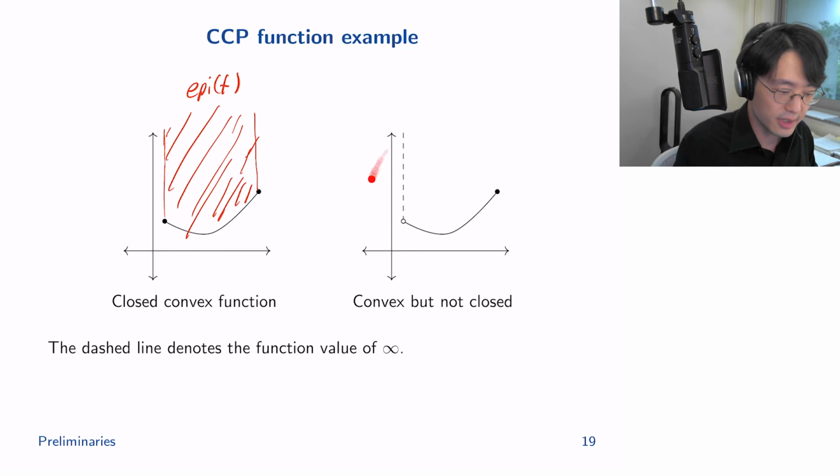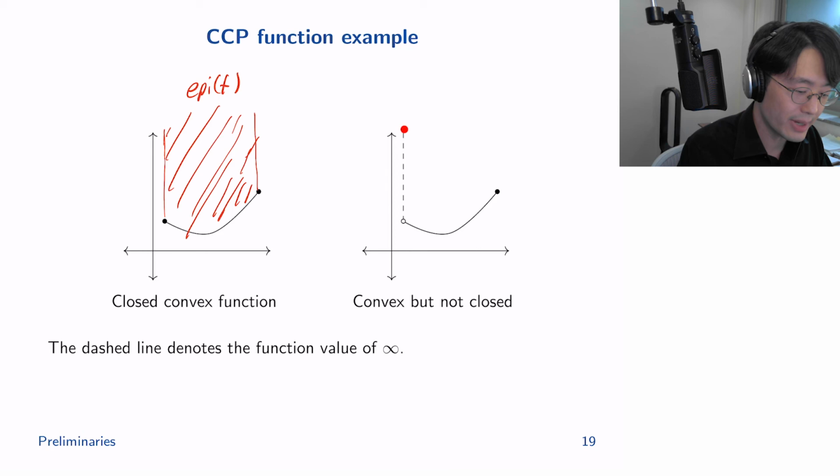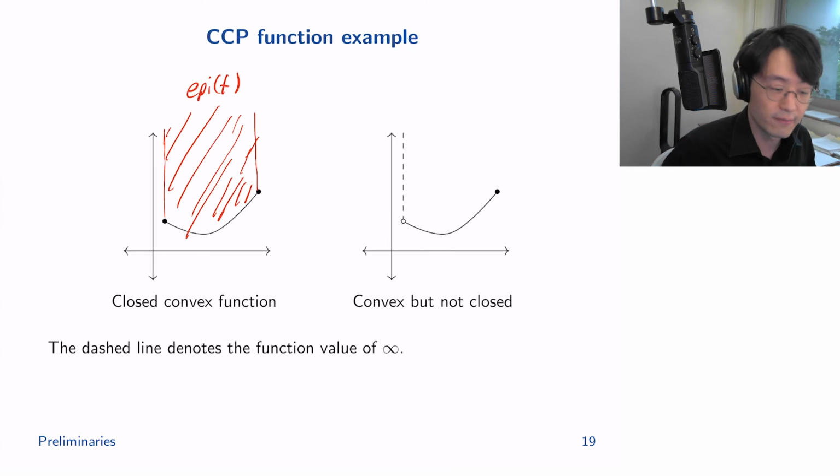However, this function, on the other hand, is a convex function. If you think about what happens at the boundary here, it will still satisfy the convexity inequality because it will come down to infinity being less than any finite value. But this is not a closed convex function. It's just a convex function. It's also a proper function, but it's not a closed function.